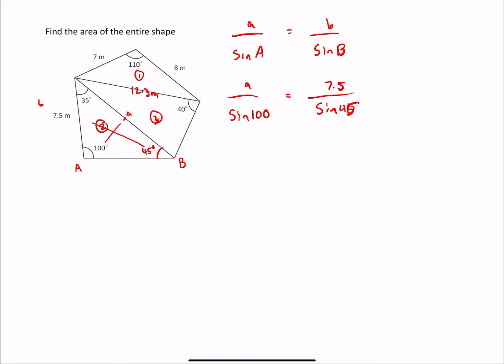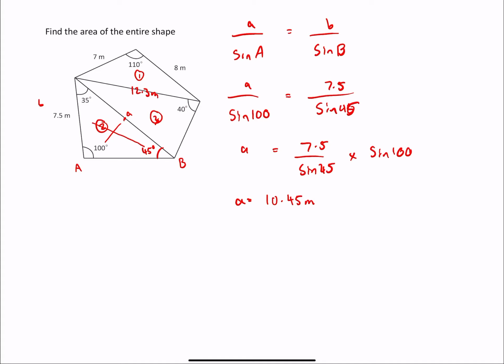Okay, to find A, then I just need to do 7.5 over sine 45 times sine 100 to give me a length at A. So 7.5 over sine 45 times sine 100 is 10.45 meters.